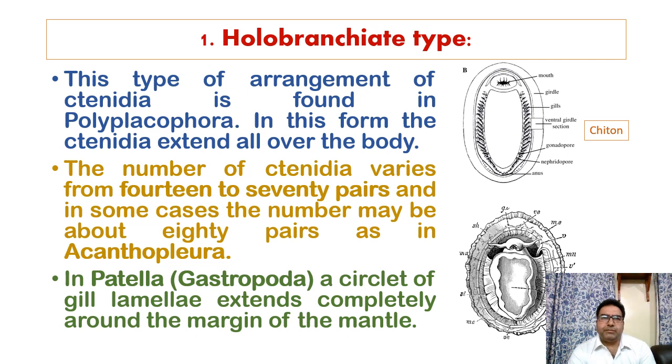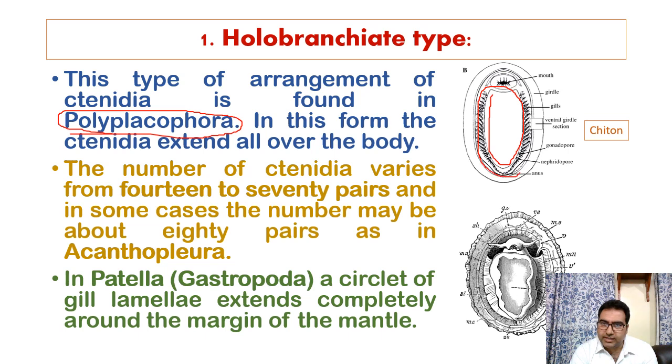First of all, we shall be talking about the holobranchiate type. This type of arrangement of the Ctenidia is found in the Polyplacophora. You have to keep in mind that this kind of arrangement is found in the polyplacophorans. In this form, the Ctenidia extend all over the body. Here you are seeing that the Ctenidia are extended all over the body.